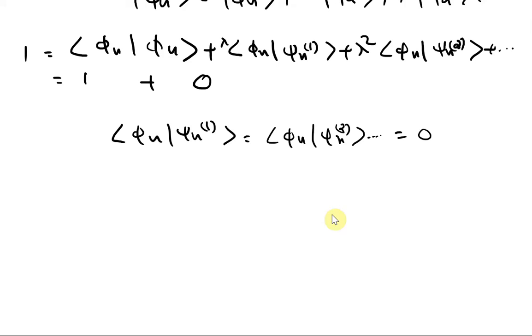That means if you're taking the inner product of phi n with this quantity over the bracket, the associated correction terms, first order, second order, third order, etc., you are going to get a 0 value. That means there is no projection of these correction terms along phi n. If there is any projection along this particular phi n, then that will give you a nonzero value.